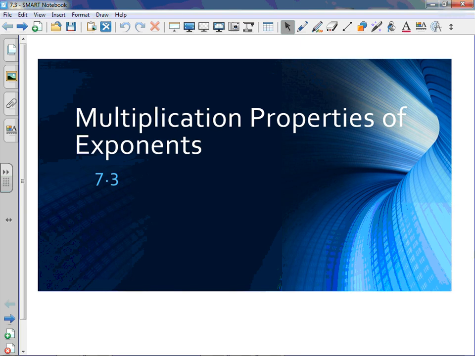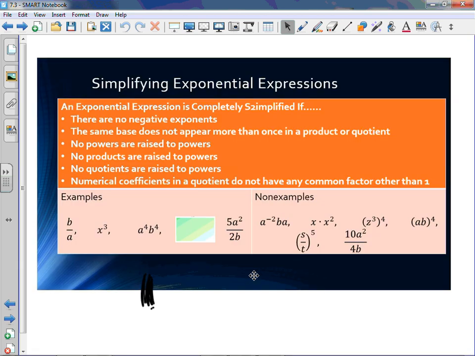Okay, let's get started with lesson 7.3, multiplication properties of exponents. Just checking that was working. Okay, please write it down. Simplifying exponent expressions. An exponential expression is completely simplified if.